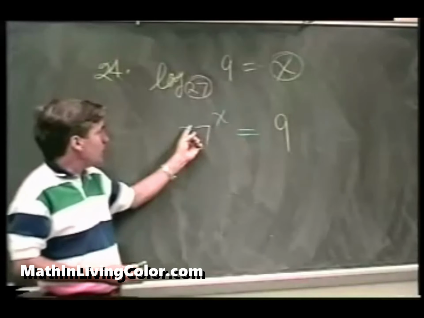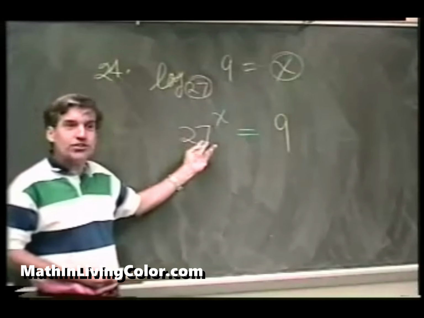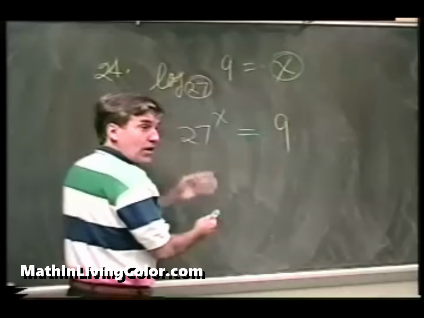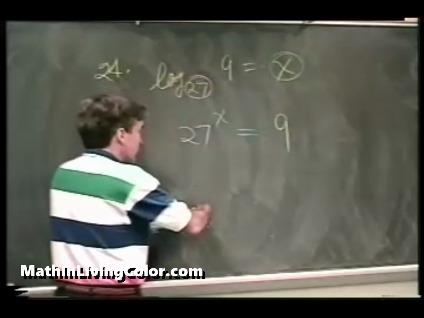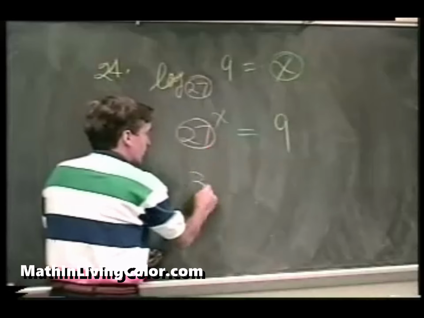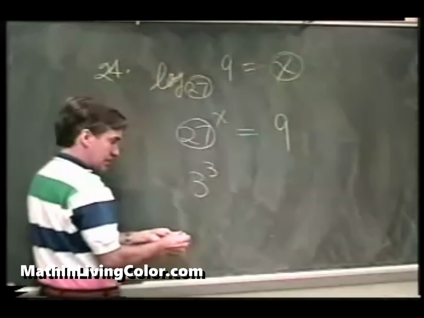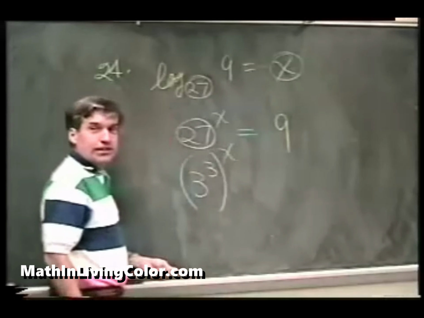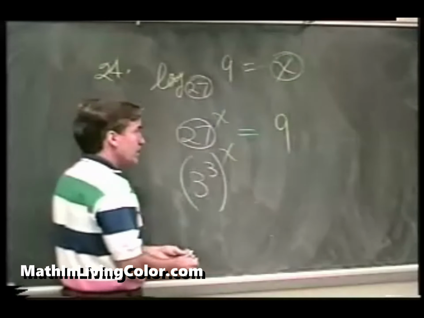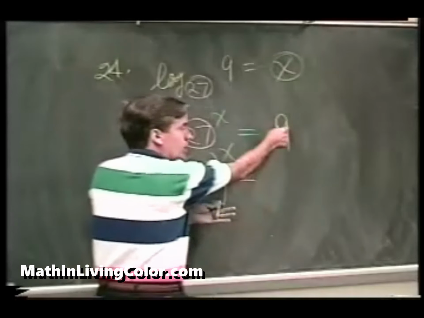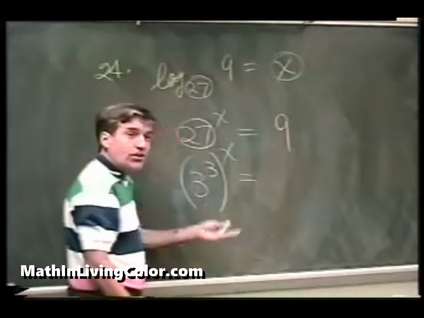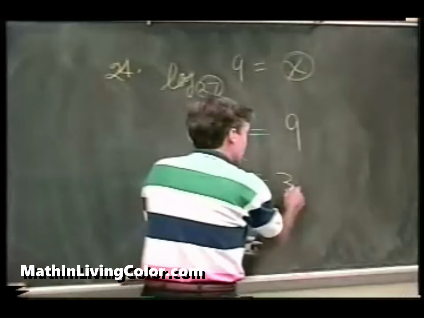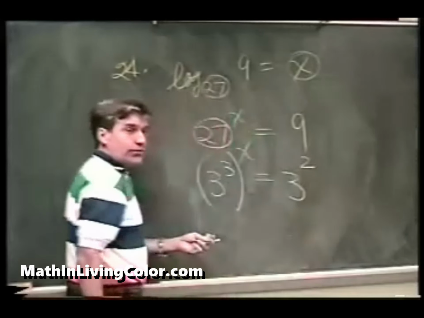So can you do something with 27? Is there something special about 27? It's a perfect power, isn't it? 27 is actually 3 to the third. And that's all raised to the x power, isn't it? Okay. Now what that equals is over here 9. Now 9 also is 3 to a power, isn't it? 9 would be 3 to the second power, 3 squared.